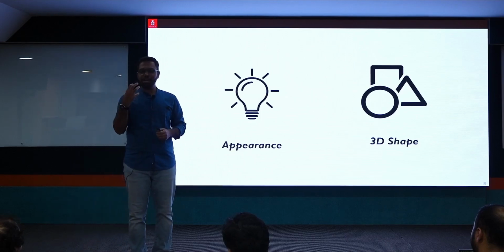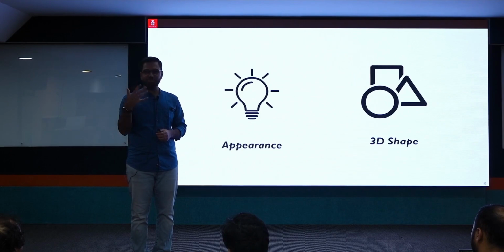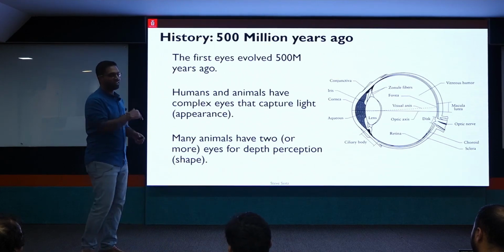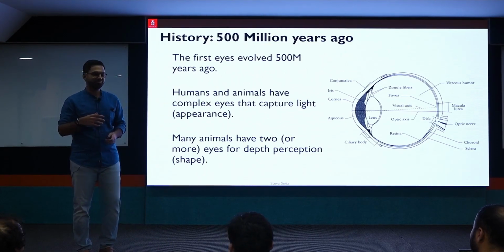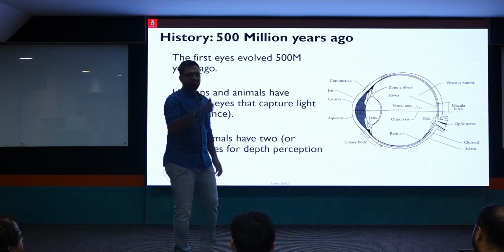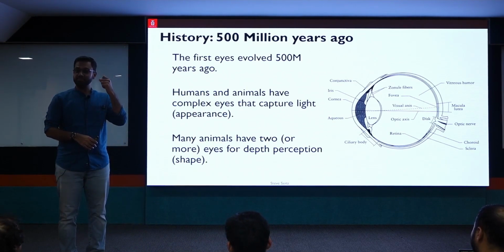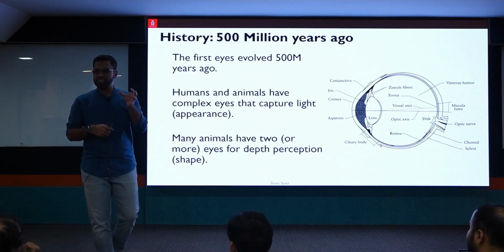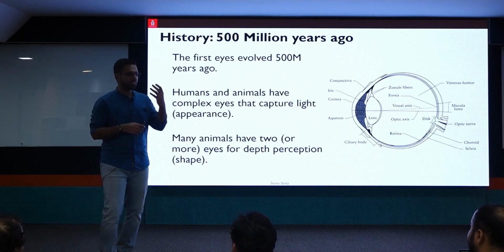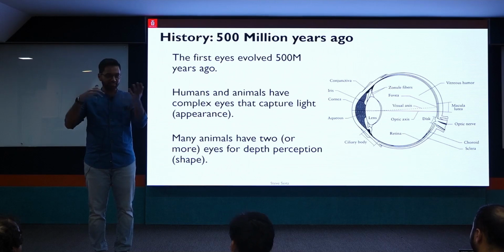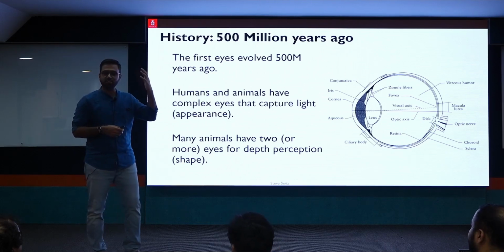What is the biological organ that we all have that captures appearance? Let's start there. So let's go back 500 million years from today. About 500 million years ago, some of the first biological eyes started to evolve. We had proto-organisms that had photosensitive cells, and they could sense bright lights versus dark lights and so on. So that's where it all started.